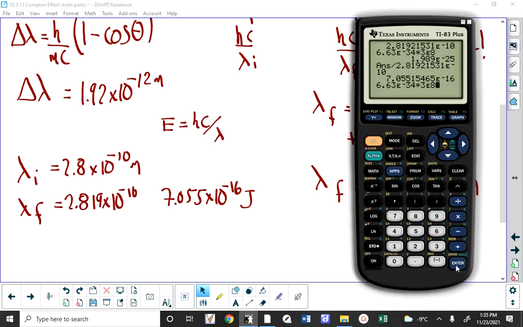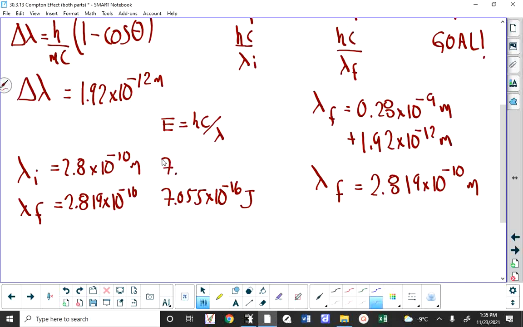The energy of the photon before would be hc over the wavelength before, which is 2.8 multiplied by 10 to the negative 10. So you get 7.1036 times 10 to the negative 16 joules. Again, notice the slight change in energy. It's not a significant amount of energy. It's not like big.